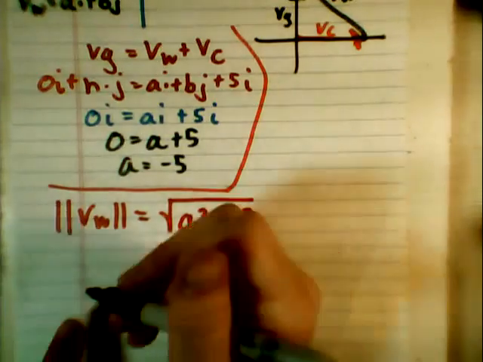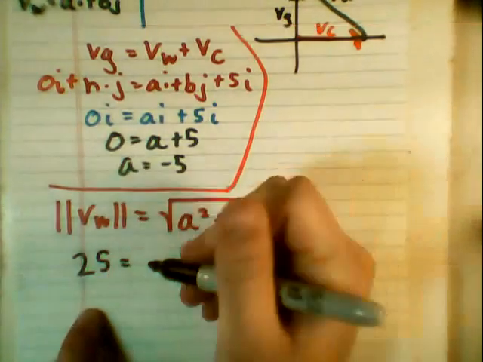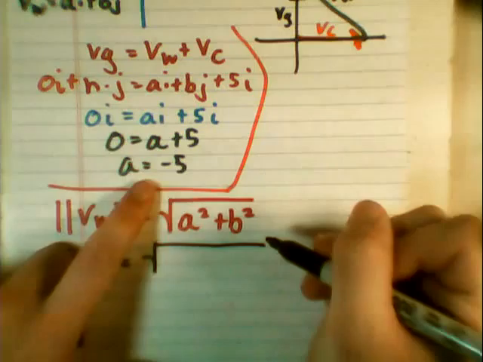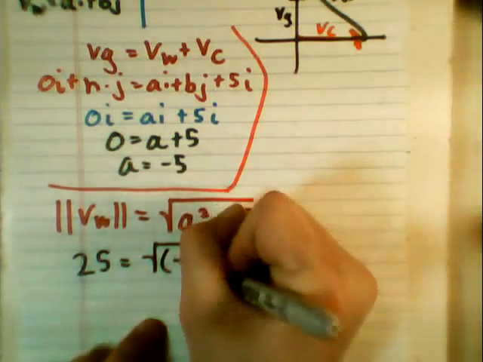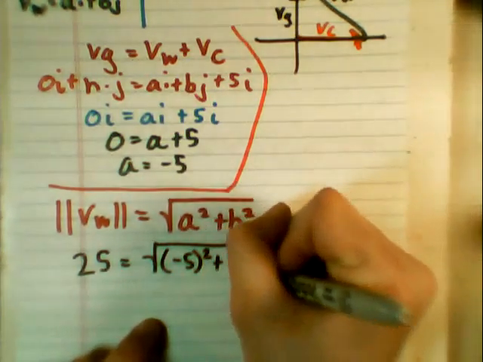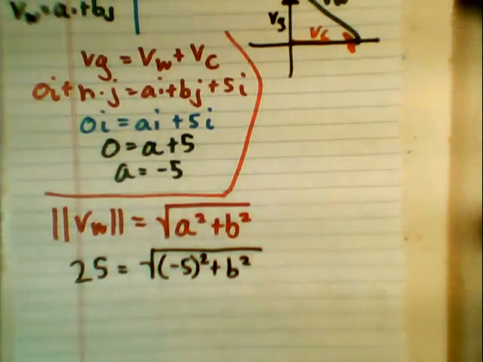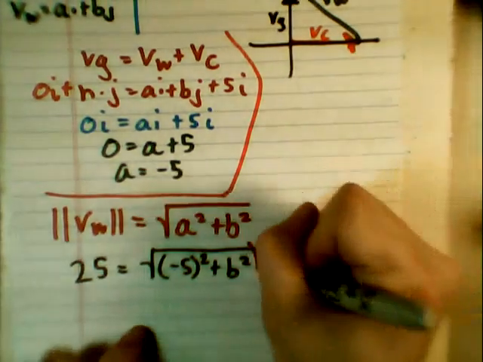Knowing that, let's substitute in that 25. 25 equals the square root. Let's also substitute in the A we just found: negative 5 squared plus B squared. So let's solve for B by canceling the square root.